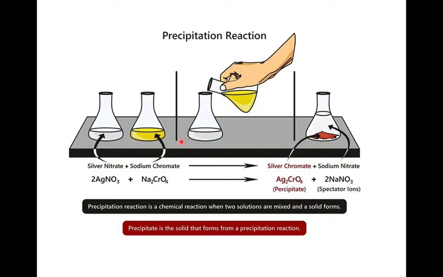We can also have color changes that occur. In this example, we have a clear solution of silver nitrate reacting with a yellowish solution of sodium chromate to give us a red solution of silver chromate that precipitates out here. This is mixed together, it's been given time, it settles as a precipitate at the bottom. A precipitate is the solid that forms from a precipitation reaction, which happens when 2 aqueous solutions of 2 different reactants are mixed.